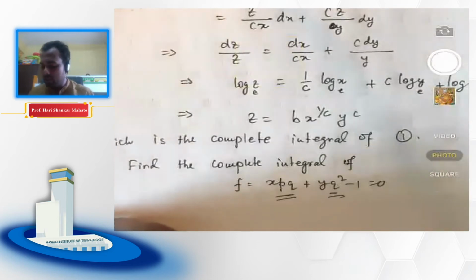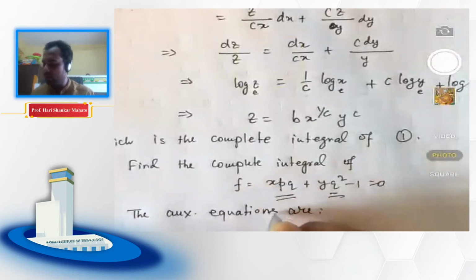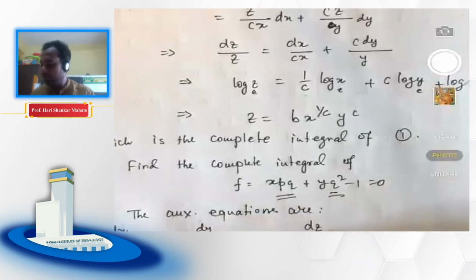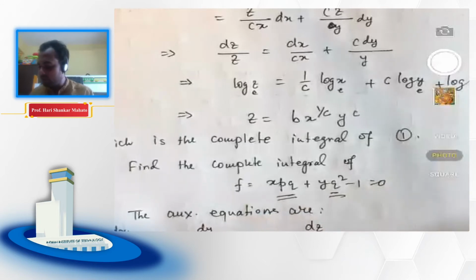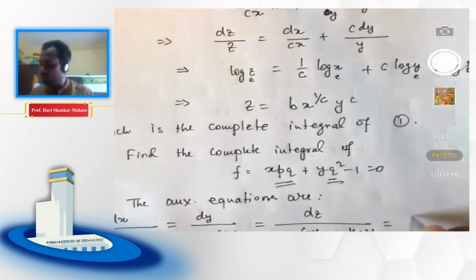So we can formulate the auxiliary equations. You'll see that it's not always that difficult. In most of the cases, it will be simpler. So dx by xq, dy by xp plus 2yq, equals dz by 2xpq plus yq square, equals dp by minus pq, equals dq by minus q square.